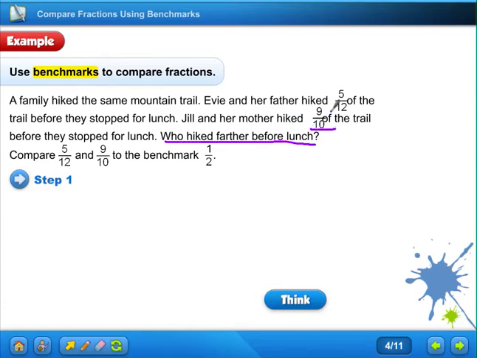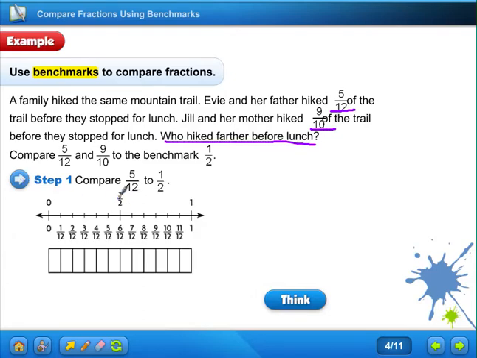They hiked this far and they hiked that far. So we need to compare 5/12 and 9/10. And they want us to use the benchmark 1/2. So here's the benchmark 1/2. And you're going to look at that and you're going to think, what is greater? 9/10 or 5/12? Well, they have 5/12 right here for us. You're going to go 1/12, 2/12, 3/12, 4/12, 5/12.